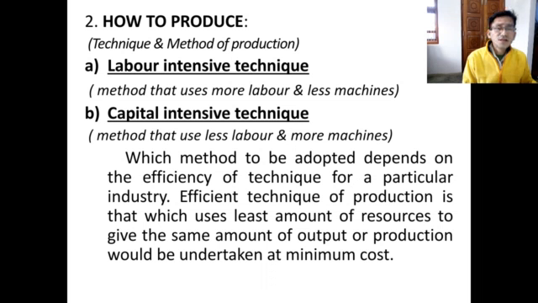Labor intensive method means a kind of method where we use more labor and less machines. But in case of the capital intensive technique, we have to use more machines and less labor. But which method to be adopted depends on the efficiency of technique for a particular industry. Efficient technique of production is that which uses the least amount of resources to give the same amount of output.